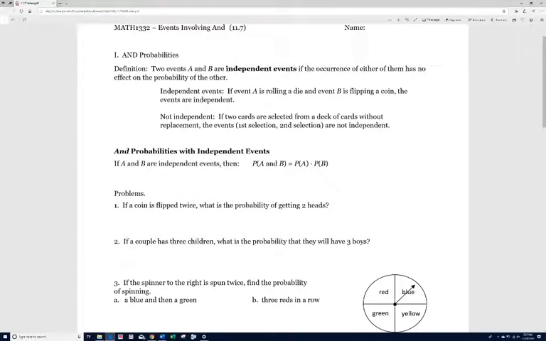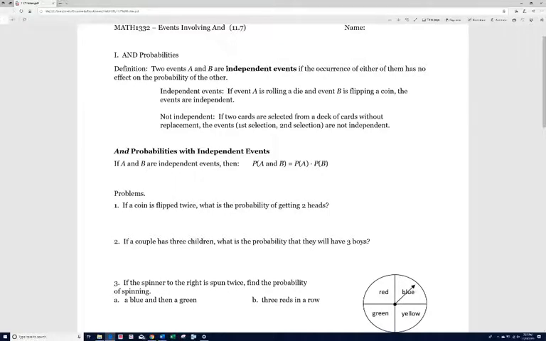Alright, in this video I'll be covering section 11.7. Notice here it starts, well, these are events involving "and." So we sometimes call them "and" probabilities. Notice the definition here. It says two events A and B are independent events if the occurrence of either of them has no effect on the probability of the other. So one occurring has no effect on the probability of the other.